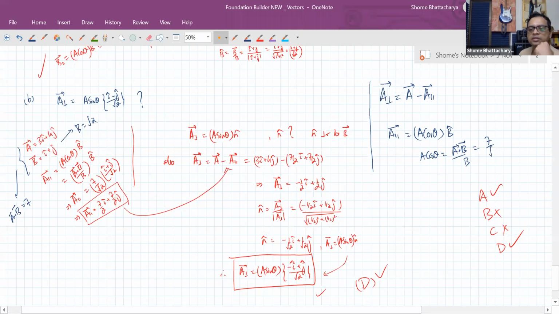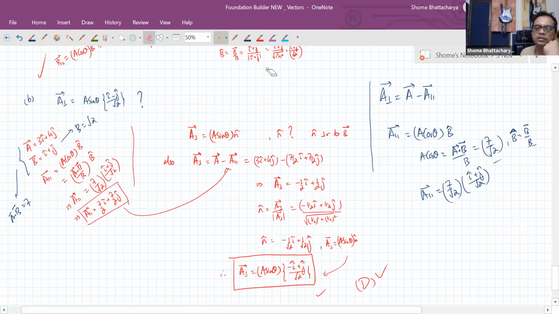So this is becoming 7 by root 2. And b cap is vector B divided by mod B. So that we've already seen. Now multiply these two. That's how you're getting the parallel component. It is A cos theta, which is 7 by root 2, into b cap, which we just saw is I cap plus j cap by root 2. So this is giving us my parallel component. Is this clear now, Aditi? Just multiply this. So 7 by 2 I cap plus 7 by 2 j cap. So that is what we got as the parallel component. Is this clear so far?